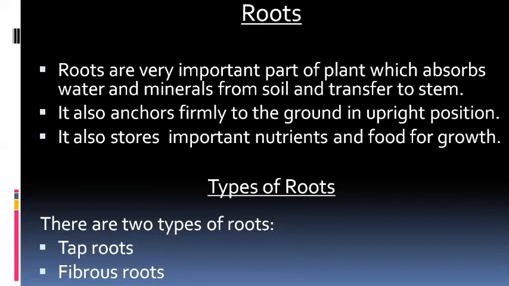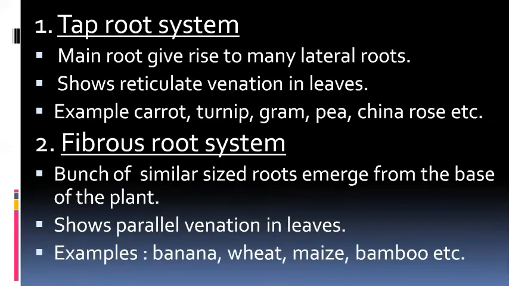Moving on to the types of roots. You have seen different types of roots. We classify the roots into two types: the taproot system and the fibrous root system. In the taproot system, the main root or primary root gives rise to many secondary roots, and the secondary roots are also called lateral roots.